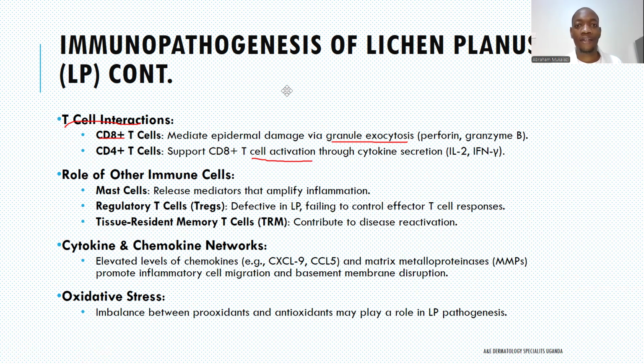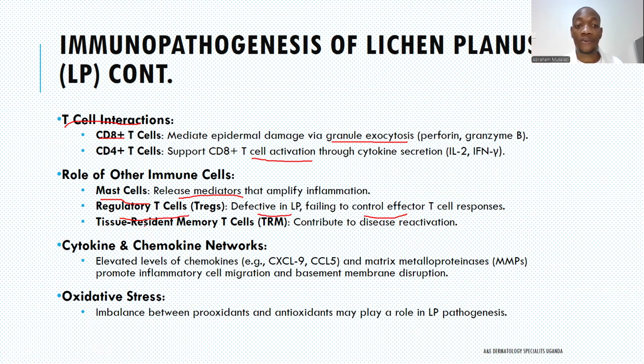If we proceed further, the different cells that play a role in lichen planus include the mast cells. They are thought to release mediators that amplify the inflammation. We have regulatory T cells, the Tregs, that are defective in lichen planus, failing to control the effector cell response. You know that every time you trigger an immune response, you have to counteract it to prevent further damage to the tissues once you have eliminated the antigen. But there's a thinking that the regulatory T cells in lichen planus are not functioning, so they are defective and not able to control the triggered response.